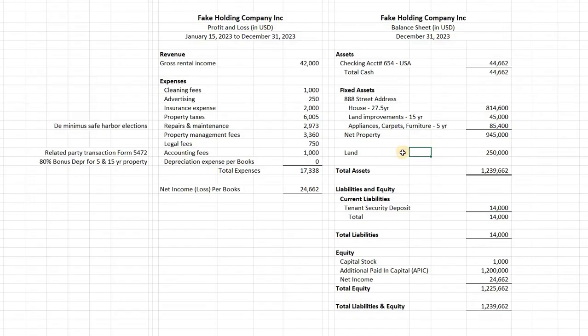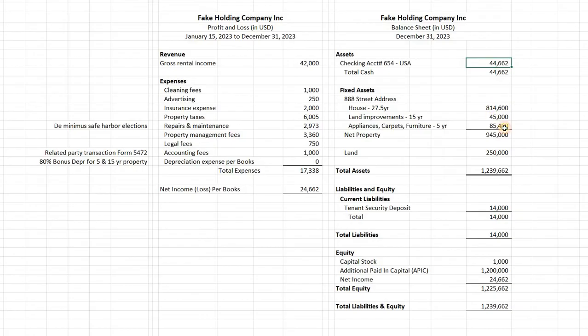And this kind of setup is not uncommon. A lot of companies want to see what their cash flow looks like rather than record depreciation expense. But you could record it if you want, but in this case they're not recording depreciation. So we've got the revenue over here, $42,000, all the expenses that are attributed to operating the rental. Net income per books is $24,662. And so on the balance sheet side, we've got the balance of the cash accounts.